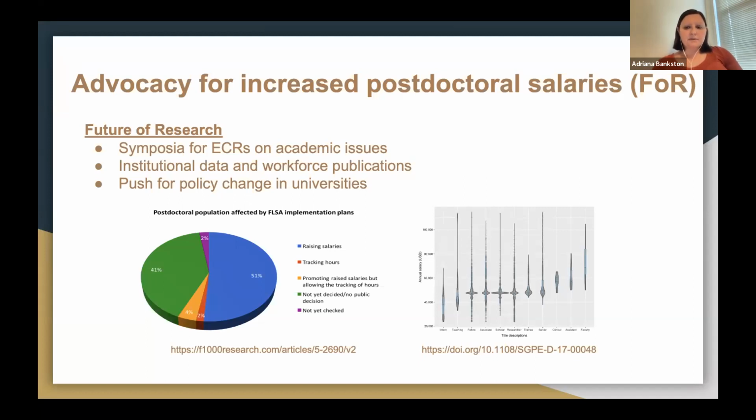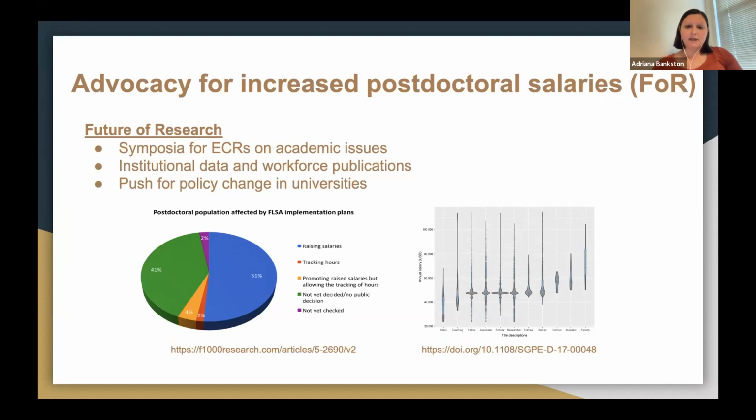And so this is one study that we did in 2016. There was a federal labor law mandating that postdoc salaries would increase, and we looked at what this looked like nationwide. So you can see the graph here of what they had decided, who is going to raise salaries across the US. And then we did another study looking at what salaries look like based on title, which is the graph on the right.